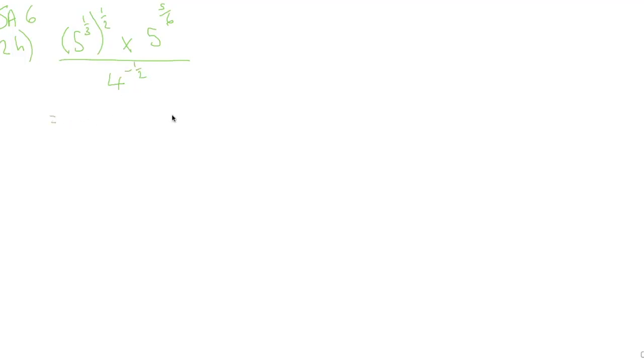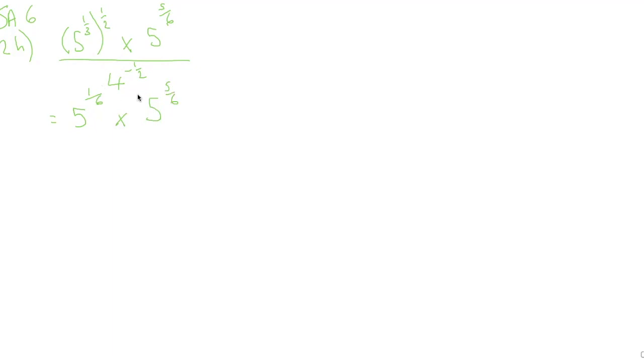All right, this time we're going to look at student assessment 6, question 2H. So again, I'm going to solve each one of these things separately first before I try and put them together. So remember, brackets means we should be multiplying our powers. So I just multiply straight across top and bottom. 1 times 1 is 1, 3 times 2 is 6. Then I've got my 5 to the power of 5/6.